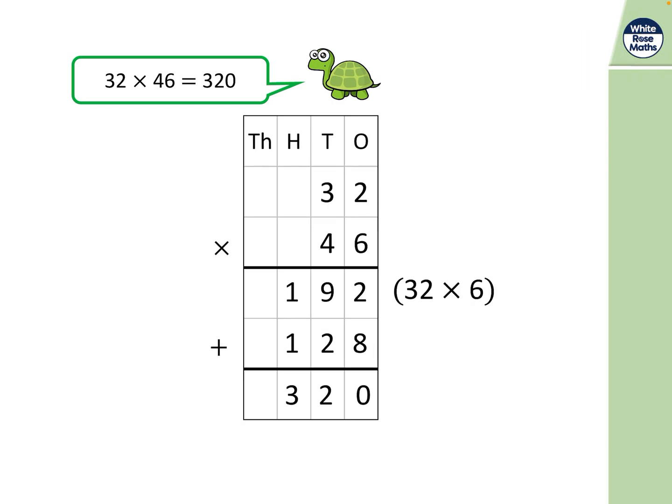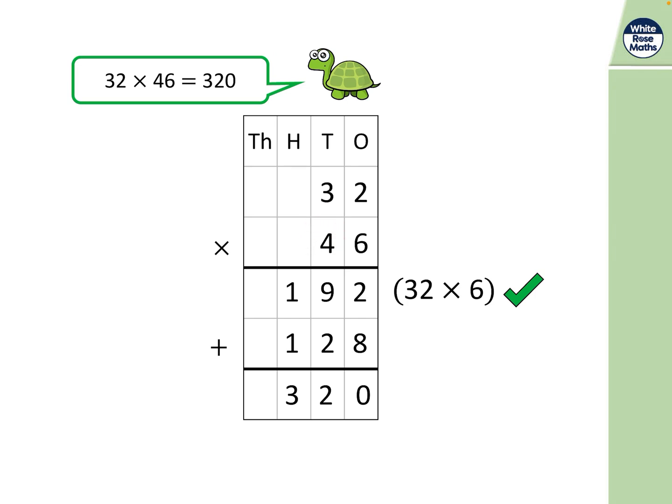What has happened here? Let's have a check. Okay, let's look through it. So we need to do our 6 multiplied by 32. We can check that. 6 times 2 is 12. 6 times 3 is 18. Add the 1 from the 12 is 192. Well done. That is correct.